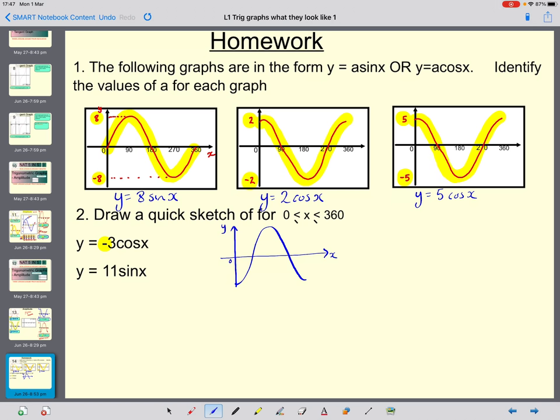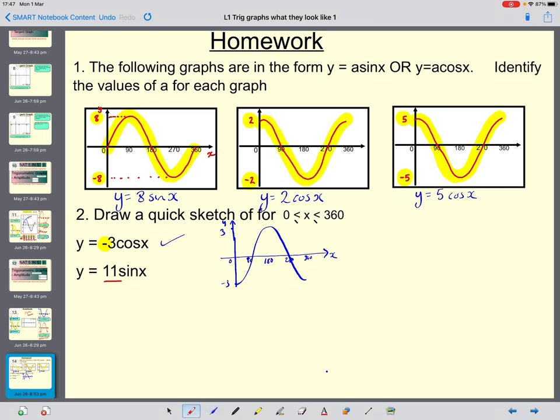All the same important points have to be put in. Okay, and the amplitude is 3, so it's still up to 3, so I didn't give myself much room with that. So it's still up to 3 and down to -3. So that's that one done.